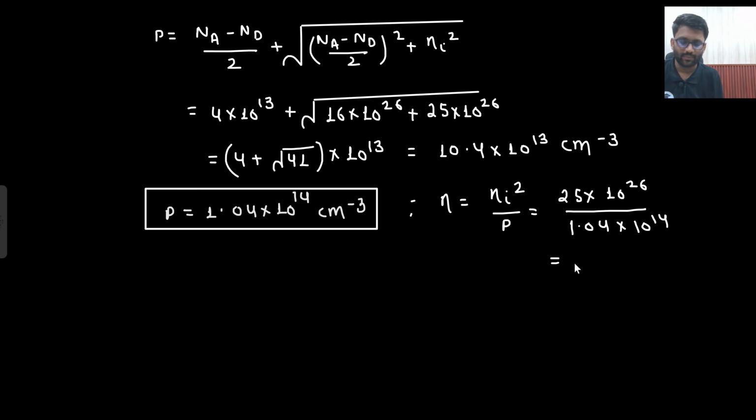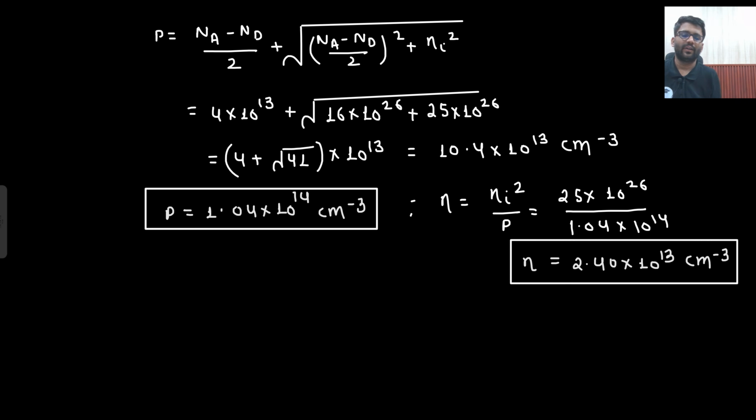So basically here I am getting 24. 25 divided by 1.04 is 24 I am getting, and 24 into 10 to the power 12 I will get. So if I need to make 10 to the power 13, so what I will do? 2.40 into 10 to the power 13 centimeter cube inverse. This is my number of electrons.